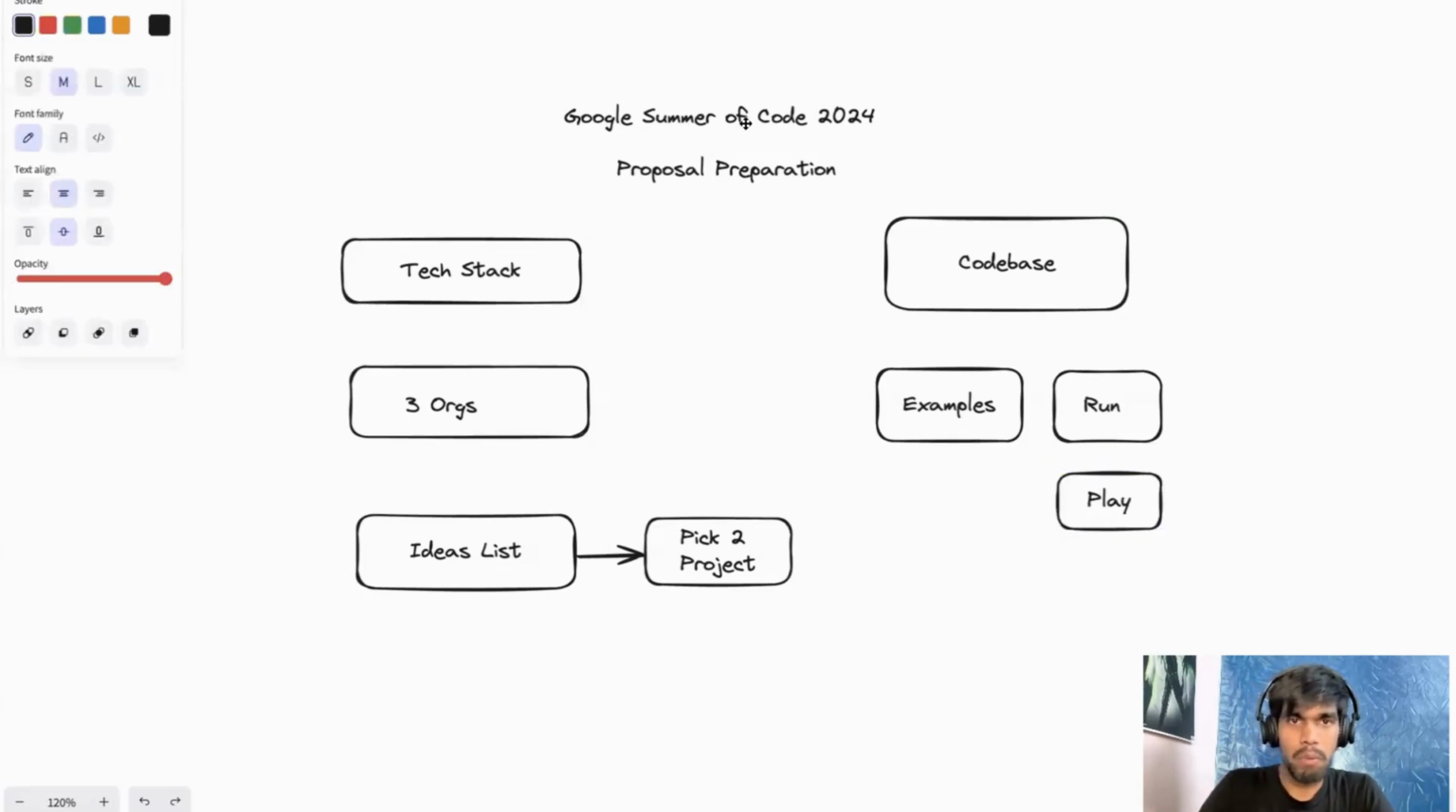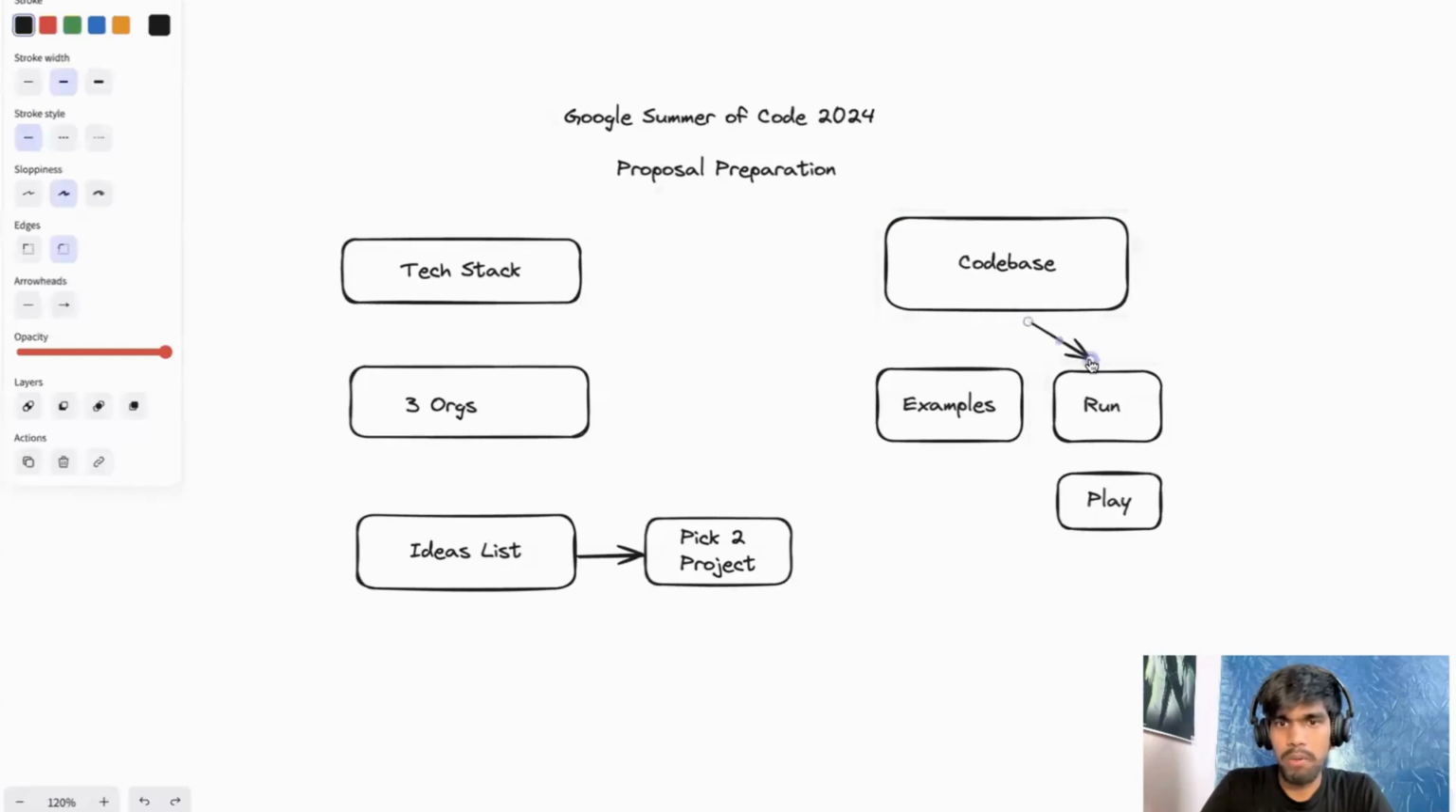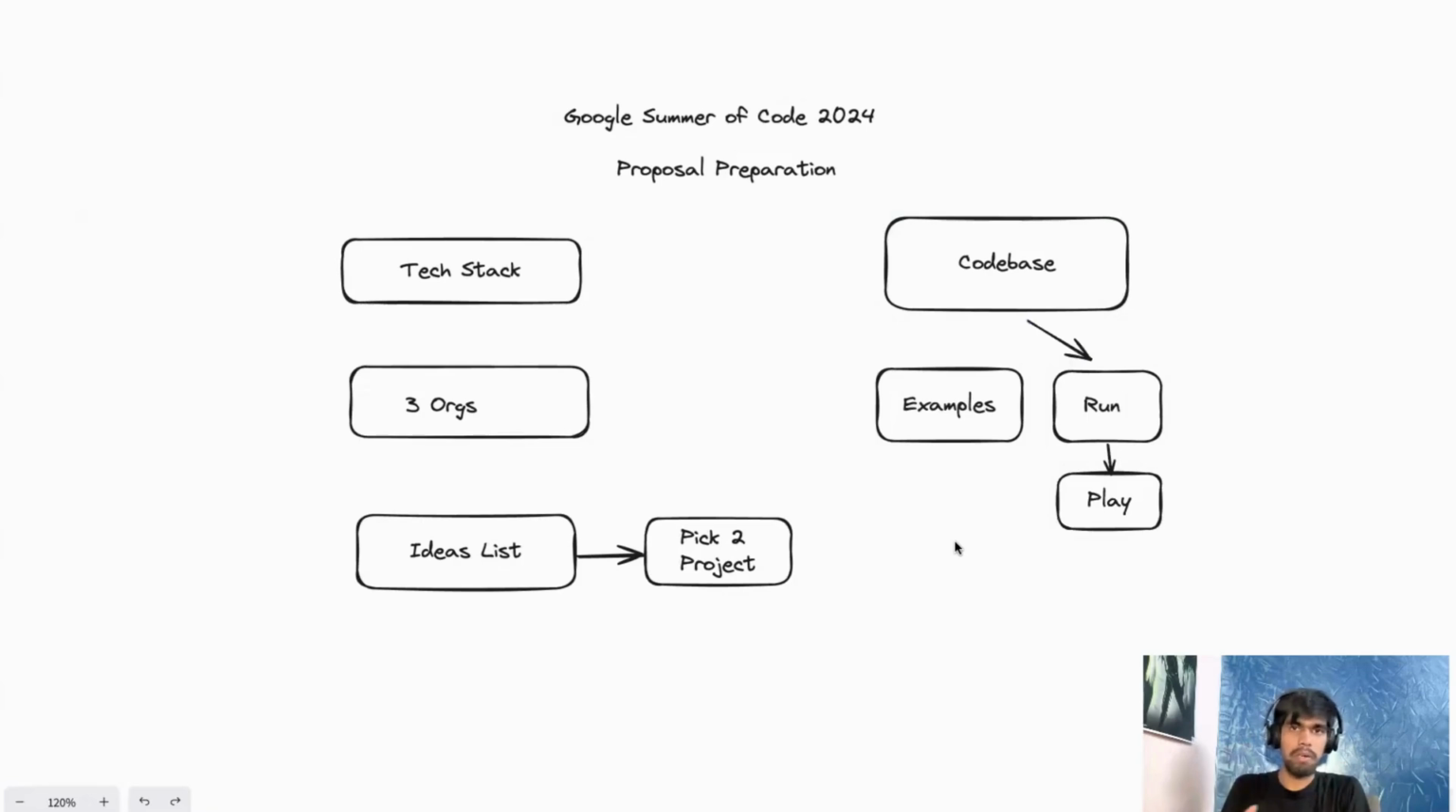Play as much as possible with that application. Let me add the arrow marks. All right, let me pick the arrow mark. Codebase, try to run the codebase. And if you are still not able to figure out the codebase, play around with it. Try as much as possible, look into the minor details.